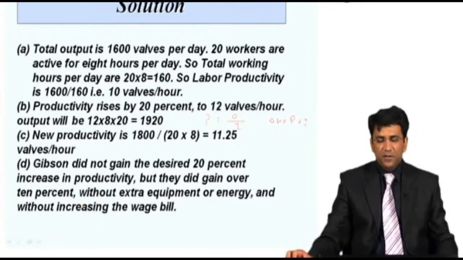Now students, what happened after the management applied the different rules? In this particular case, the output has been increased from 1600 to 1800. So this is our new output divided by the input, which will remain the same. This is our new input. Now the new productivity is 11.25 walls per hour.